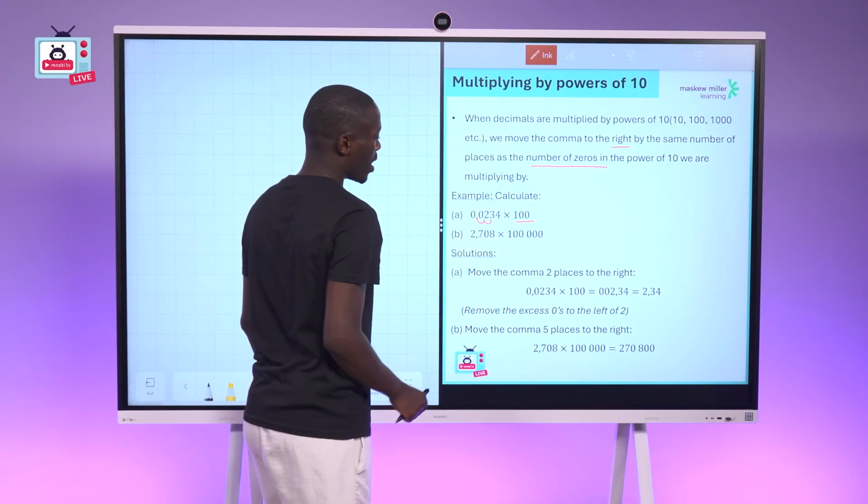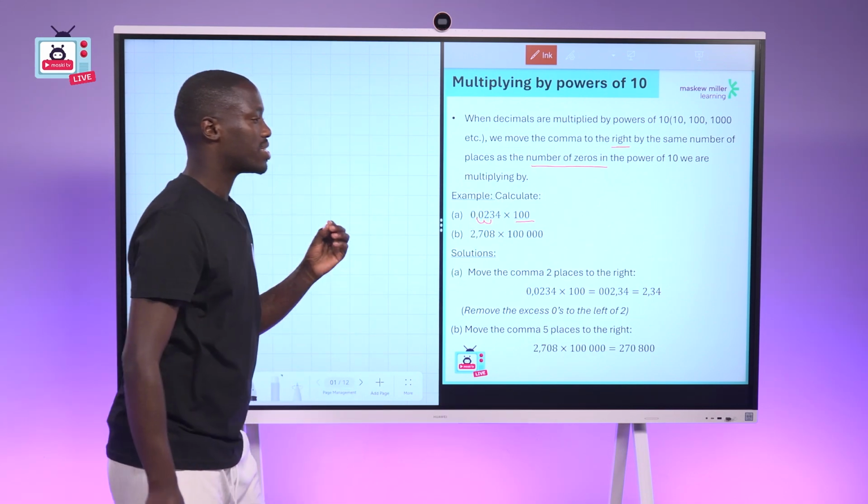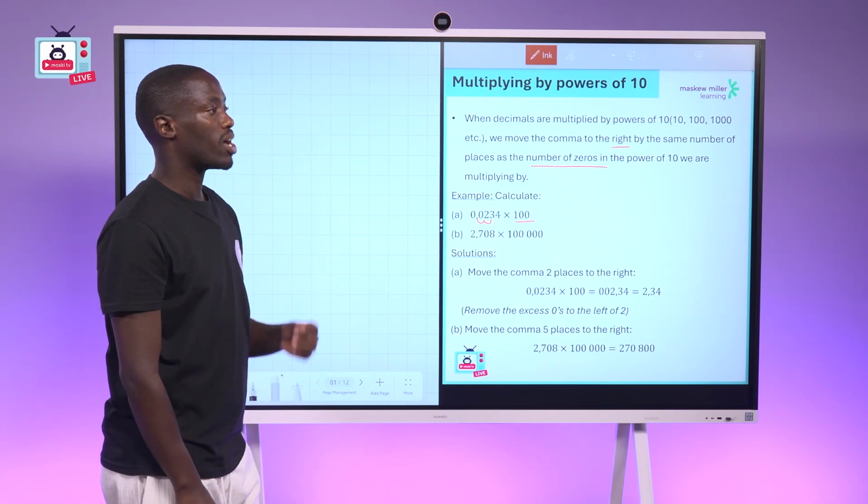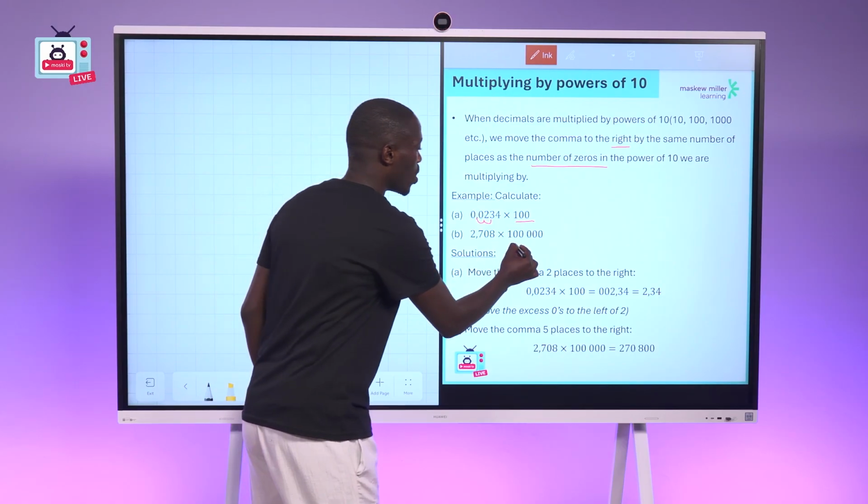Now, here we have 2,708 multiplied by 100,000. How many zeros do I have there?